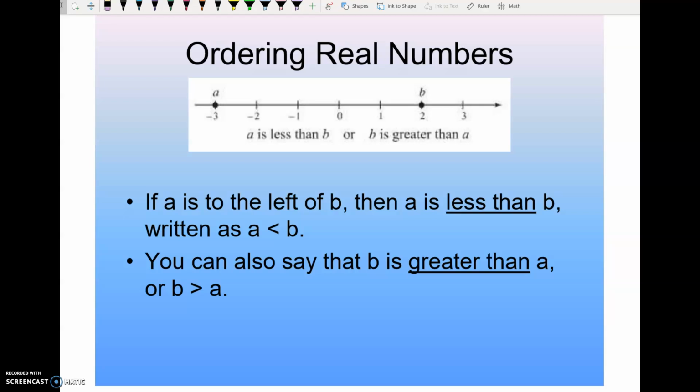Ordering real numbers. If you put the numbers on a number line, if A is to the left of B, then A is less than B. So in this picture, -3 is less than 2. Honestly, the way that you learned this in elementary school with the alligator eating the bigger number is really still the best way to think about this.